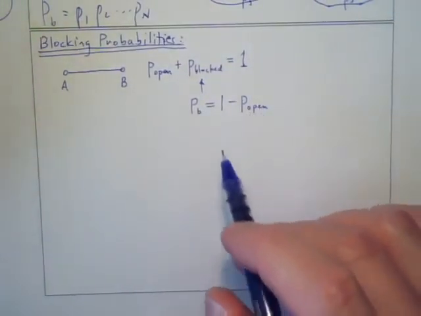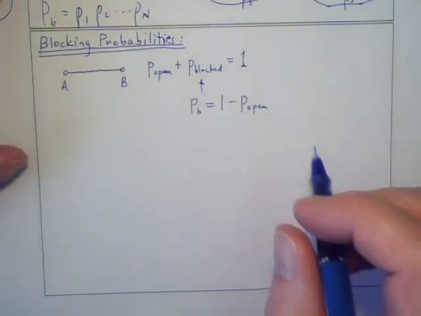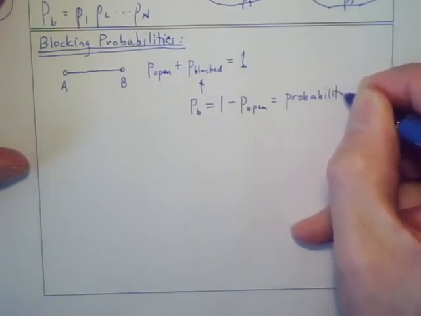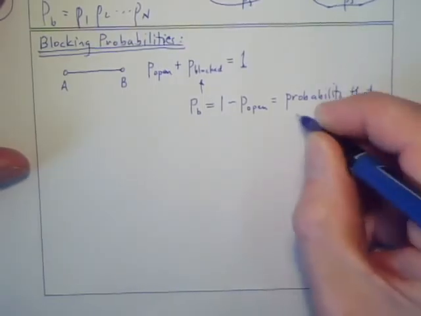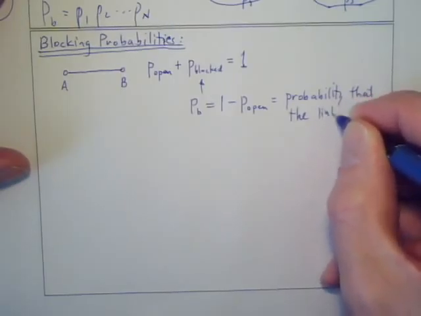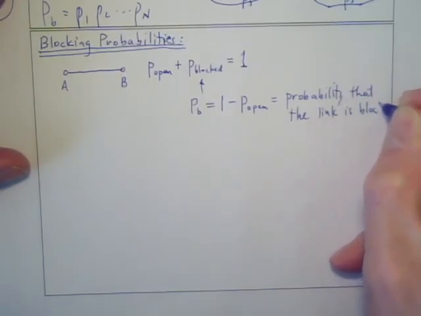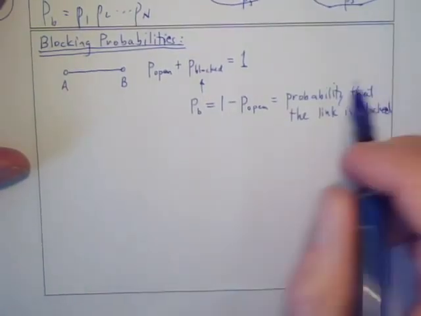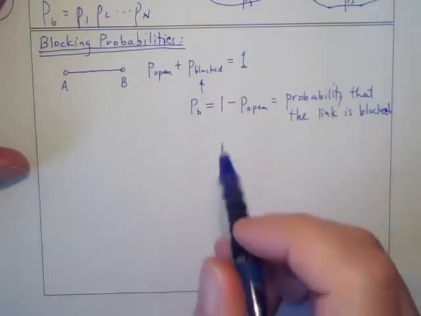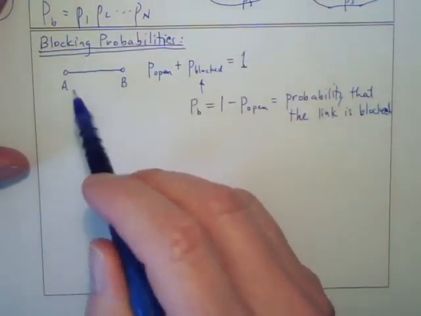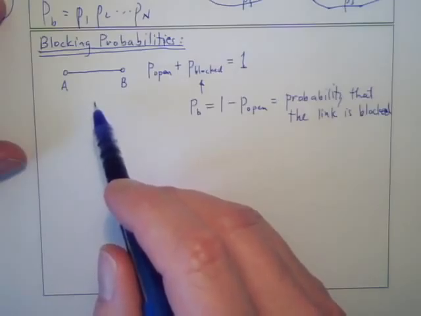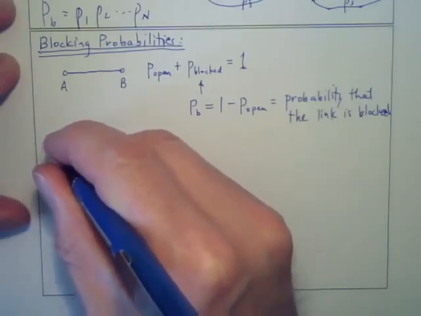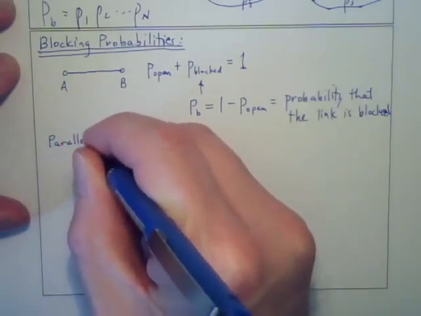Okay, so that's the first thing we're going to do. So this is the probability that the link is blocked. Okay, and now the question is, let's consider some more complicated situations rather than just this single link from A to B, and let's, for example, consider the case of parallel links.